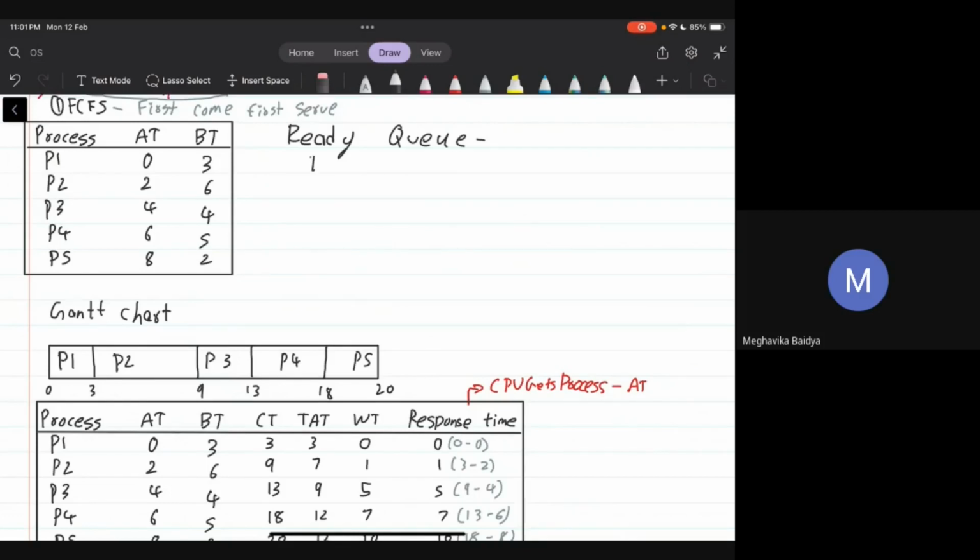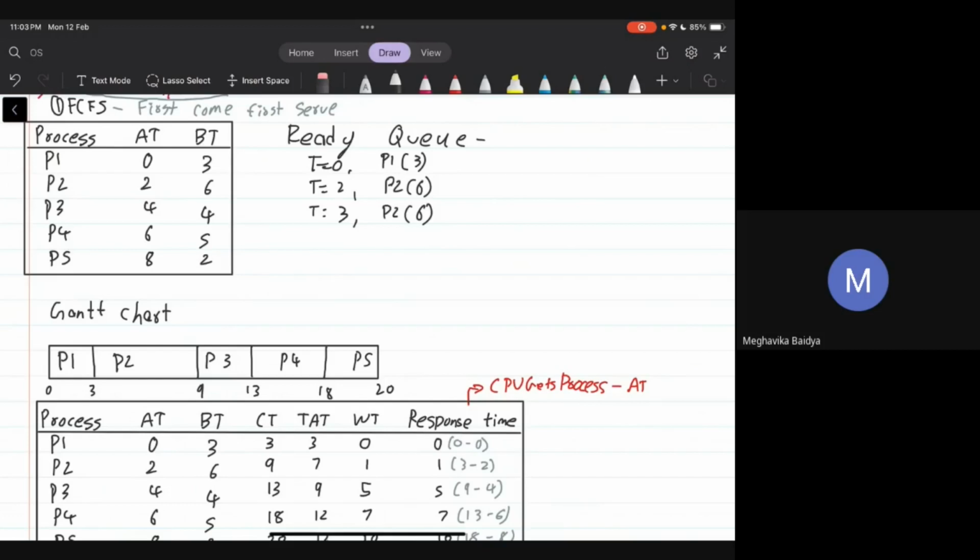For t equals 0, what process arrives? P1, with a burst time of 3. So you write that at t equals 0. Now at t equals 2, P2 arrives with a burst time of 6. But P1 is already executing. P1 will execute until t equals 3, so nothing will happen. P1 will continue its execution until 3. Then you write t equals 3, and P2 equals 6.